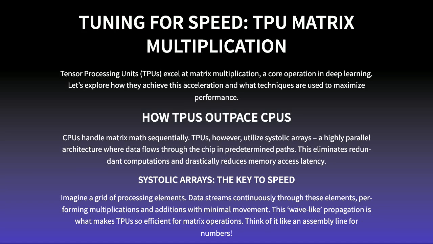Alright, let's dive into how TPUs are a powerhouse when it comes to matrix multiplications. Unlike your standard CPU, which tackles these calculations one step at a time, TPUs use something called systolic arrays, really efficient parallel pathways. It's like an assembly line for numbers. These arrays eliminate a lot of wasted work and speed up memory access, making them incredibly fast. And it's not just about the hardware. Things like optimizing the way data is arranged, combining operations into one step, and processing larger chunks of data all play a big role in getting the most out of your TPU.